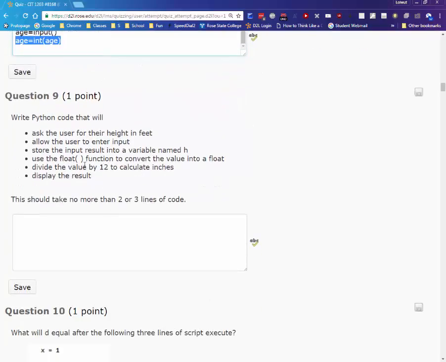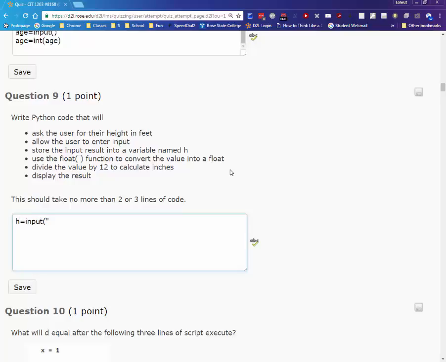Now this one's very similar, except I made a boo-boo. If you're going to convert feet to inches, you don't divide by 12, you multiply by 12. So that was dumb. But we want to ask the user for their height in feet. We want to let them type in some input, store the result, then convert that to a float. So here's one way to do it.